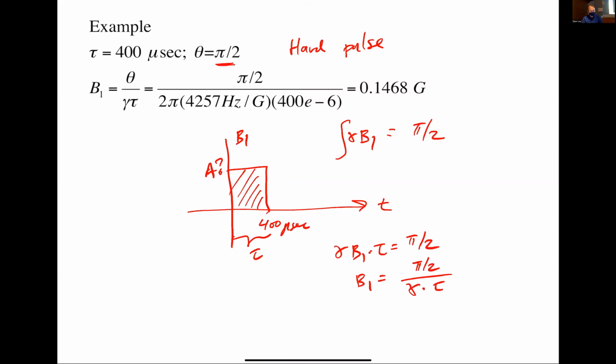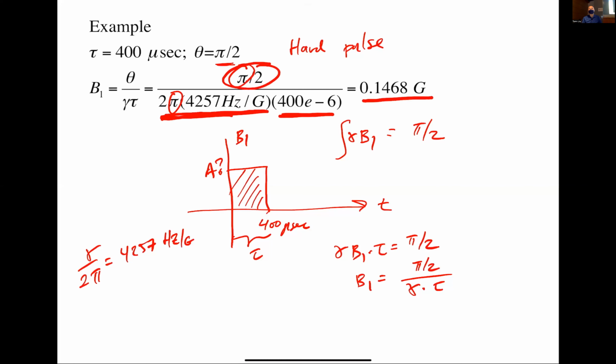One thing to keep in mind is that I typically remember that gamma over 2 pi is equal to 4257 hertz per Gauss. That's just an easy number to remember. And then anywhere you need gamma, you just multiply it by 2 pi. So just remember one number and then you can always multiply by 2 pi later. And the nice thing is typically the pi's cancel out. So we put in our flip angle, pi over 2, our gyromagnetic ratio, gamma, and our tau, 400 microseconds, and with that, we end up with 0.1468 Gauss as our answer.